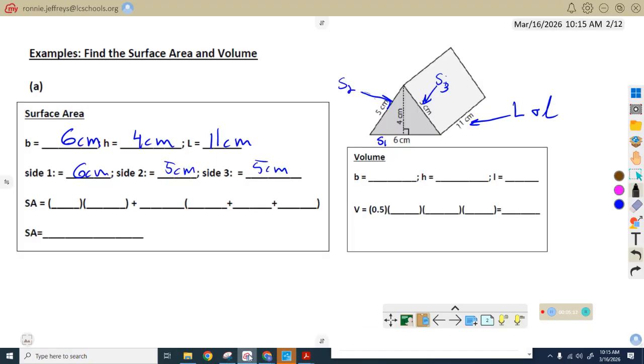Alright, so plugging it all in, we're going to say, because this is our B, this is our H, our big L right here, and then 6, 5, and 5. Okay, side 1, side 2, side 3. All right.